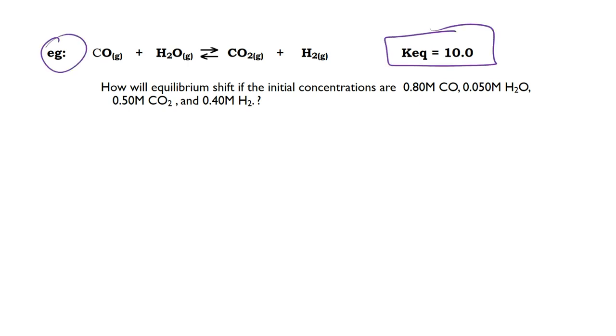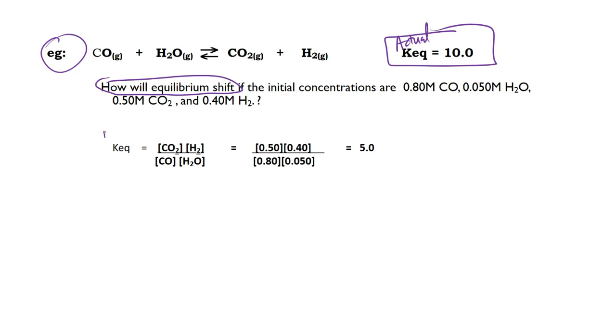KEQ is given to us. That's the actual equilibrium constant. And we're asked, how will the equilibrium shift? To answer this question, our final answer will be to the left, the reactant side, or to the right, or no shift at all, okay? The initial concentrations are given to us. So all we have to do is write out the equation, write out the KEQ expression with any squares or anything needed, plug numbers in, and do the calculation.